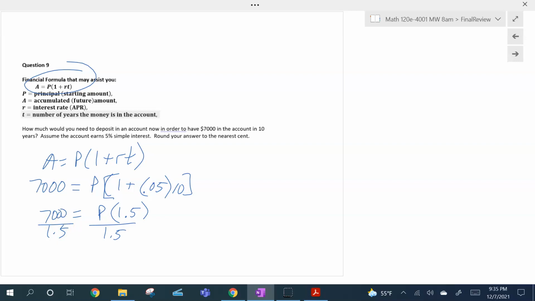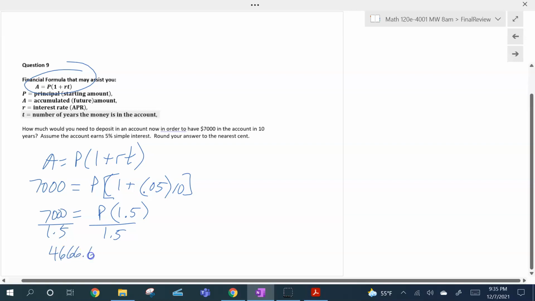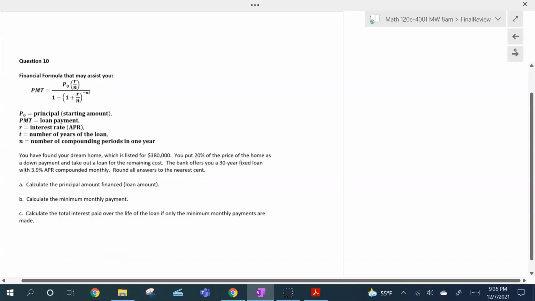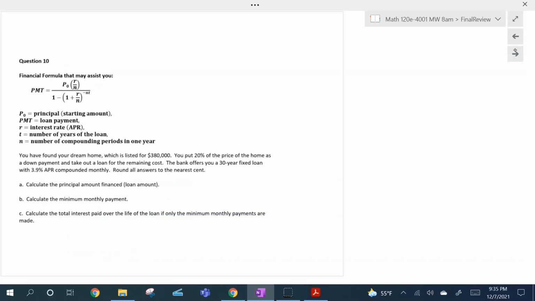You get 46,666.6, it keeps repeating, so I'm going to round that. That's how much we got to put in up front, right? For simple interest, this is a little different formula, right? Simple interest is not compound interest. All right, let's do this next one here.